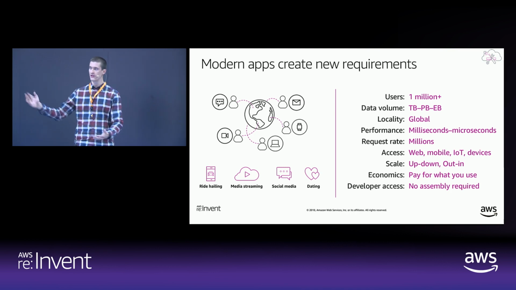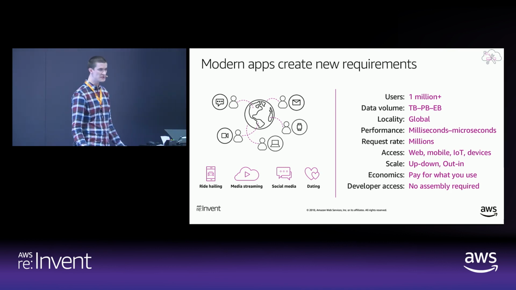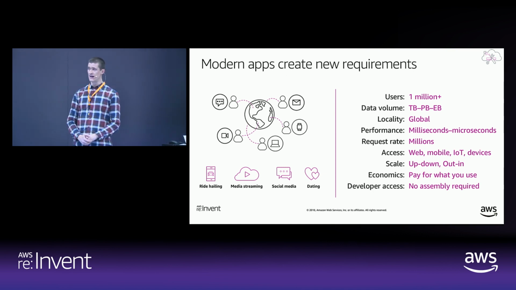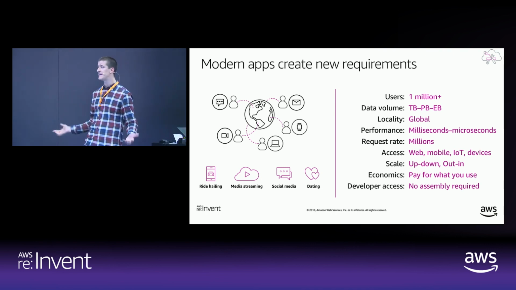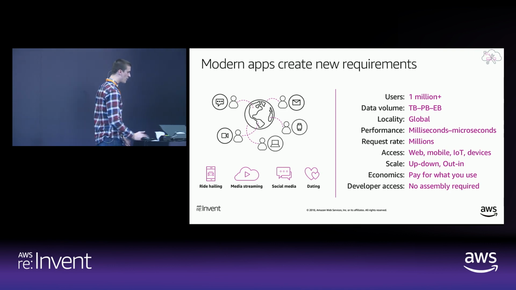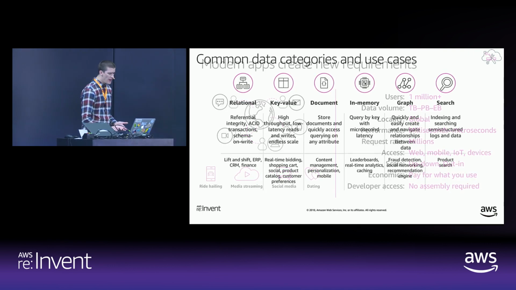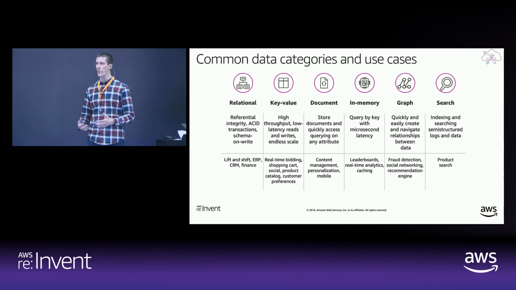Large data, globally located. If you have a ride-hailing app and you get off the plane in London, you expect it to work in London. You don't expect to have latency go across half the planet and have really slow refreshes. So microsecond latency, web, mobile, IoT, it needs to work everywhere. And where that leaves us is a one-size-fits-all database just doesn't work anymore.